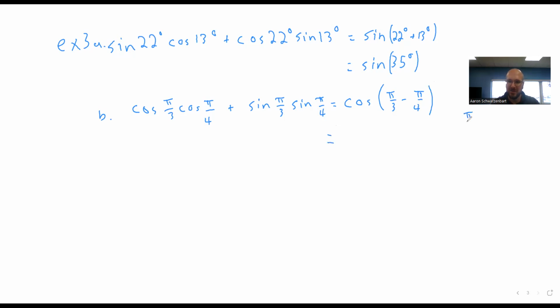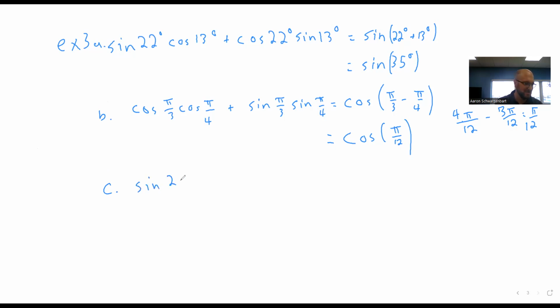Now, pi over 3, I need a common denominator, which is 12. So I need to multiply the pi over 3 by 4 on top and bottom, and the pi over 4 by 3, giving me 4 pi over 12 and 3 pi over 12, which is pi over 12. So that one, we recognize what identity it is, we put it together. And then with these, when we're in radians, you have to add the fractions. I don't know why I wrote D, no C, and put them together.